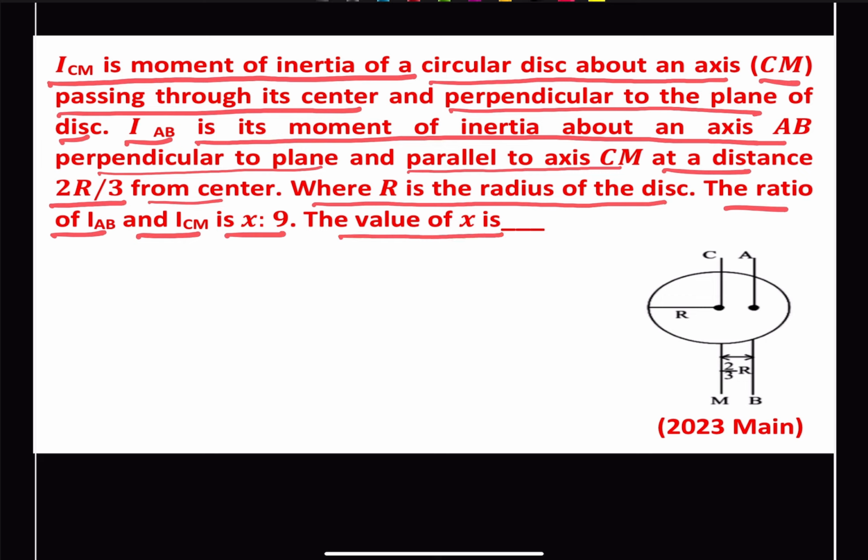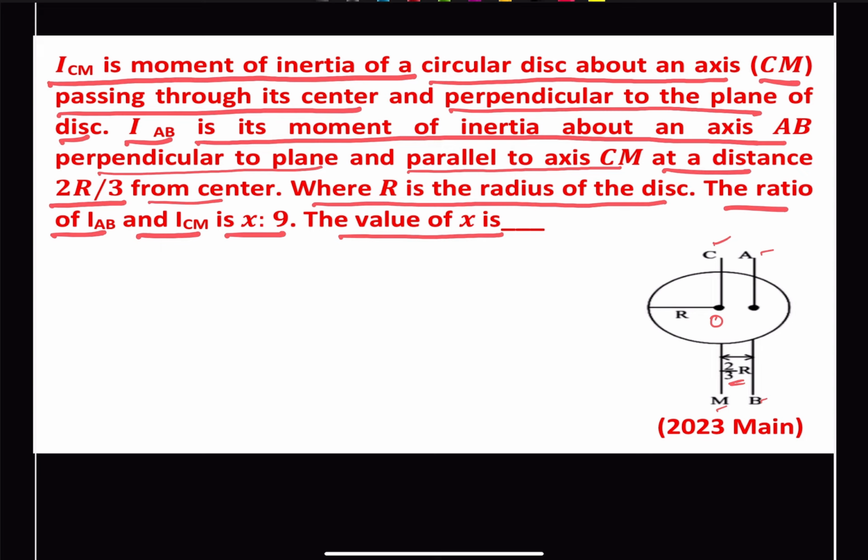So a basic figure is given to us. We have an axis that is CM. It passes through the center. Let us suppose this is O. And there is another axis AB, which is parallel to CM, but at a distance of 2 by 3 r. Okay. We have to find out their respective moments of inertia and find out the ratio.